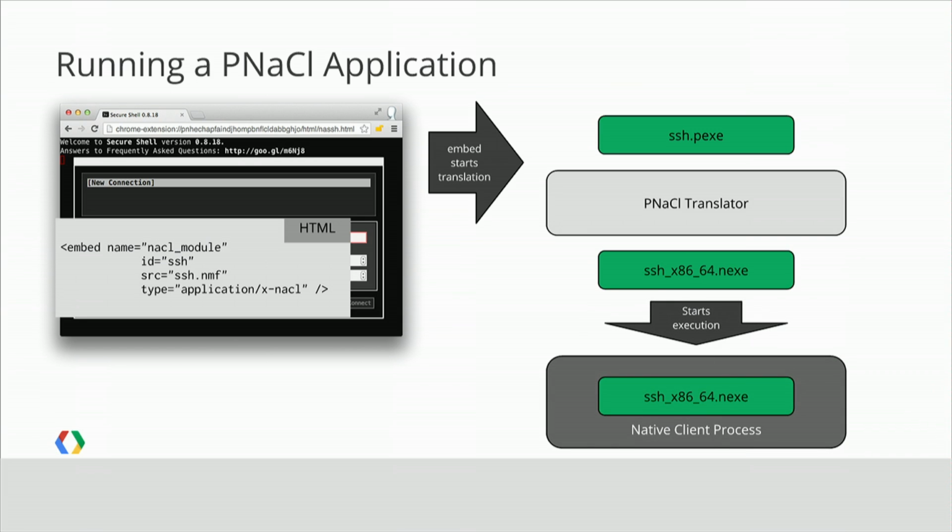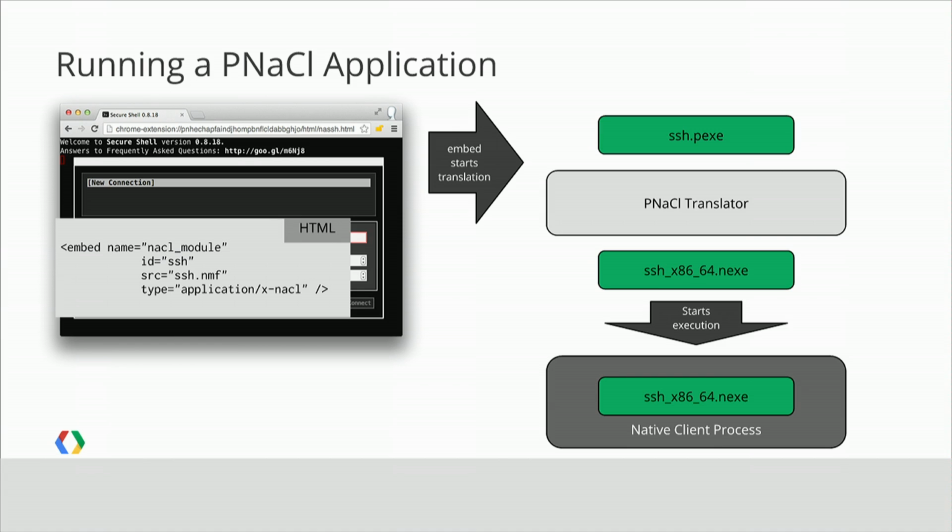Once it's produced that NaCl executable, it again passes that to the native client process that it creates, because we've already shown that we know how to run native code securely. So once it's translated, it runs the same way as it always has in NaCl.